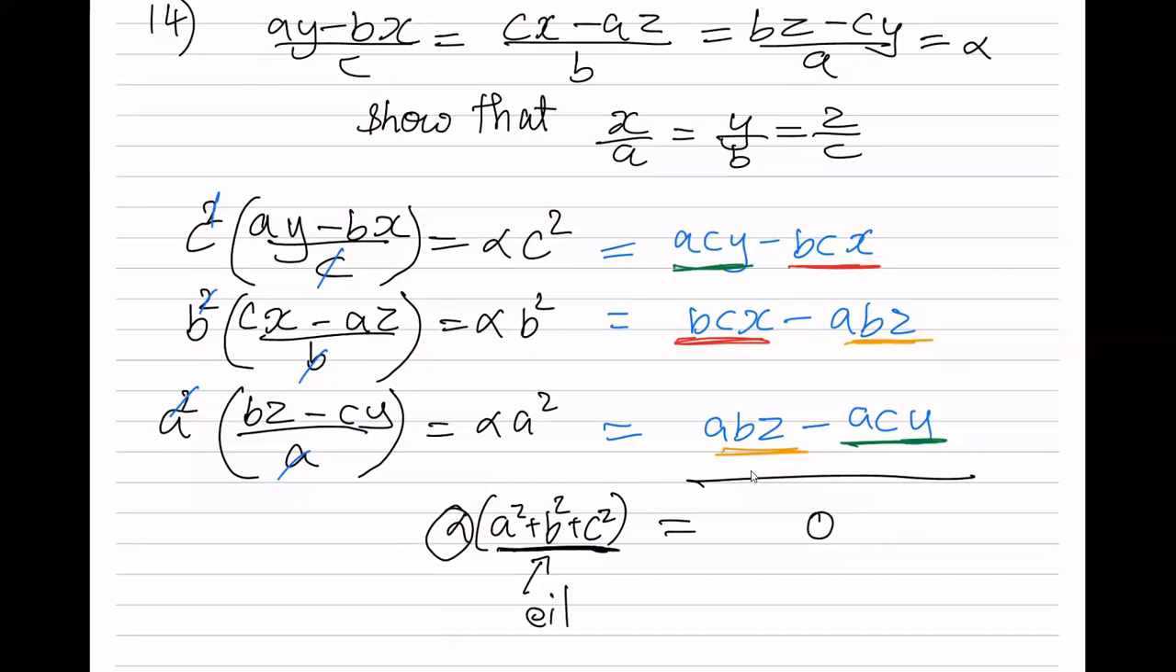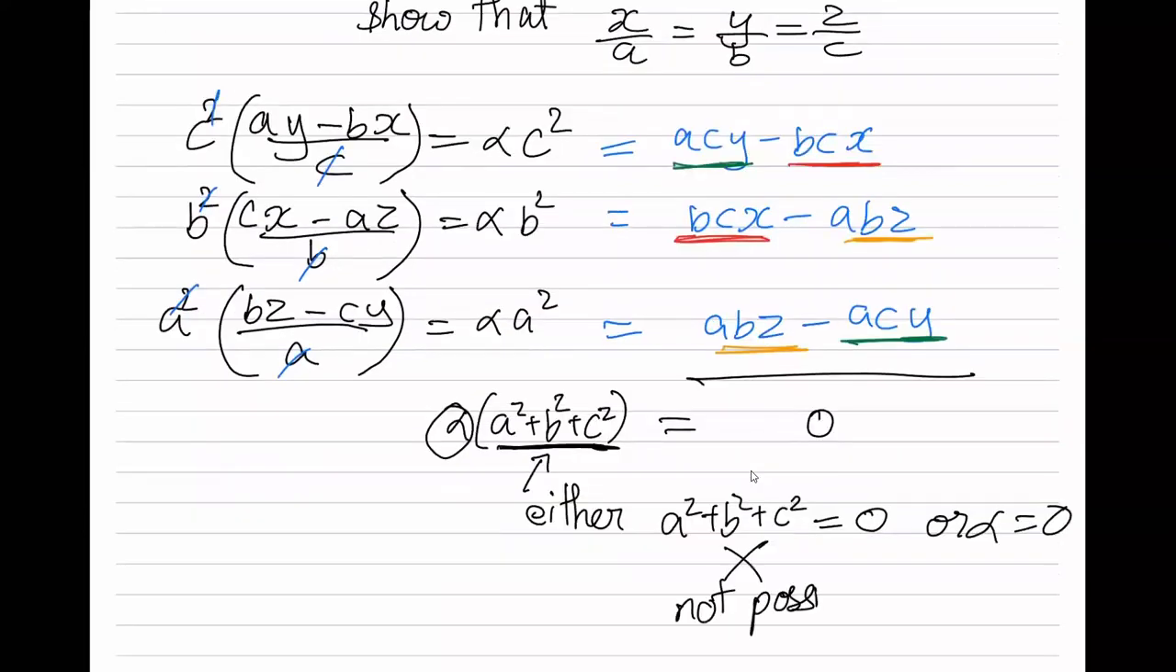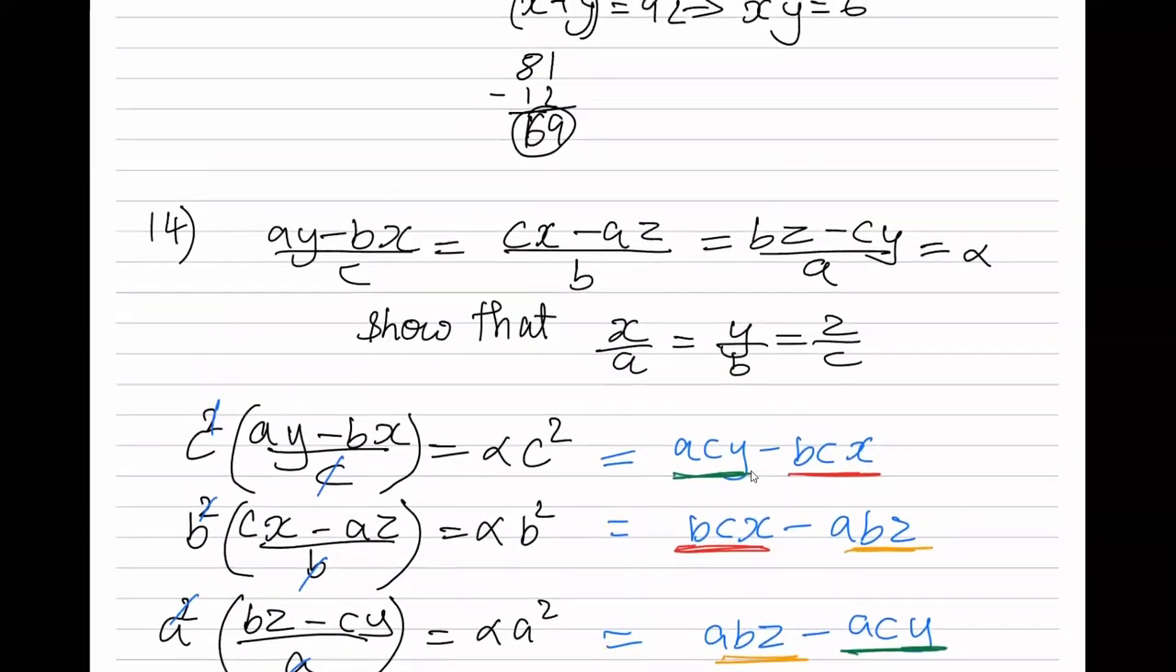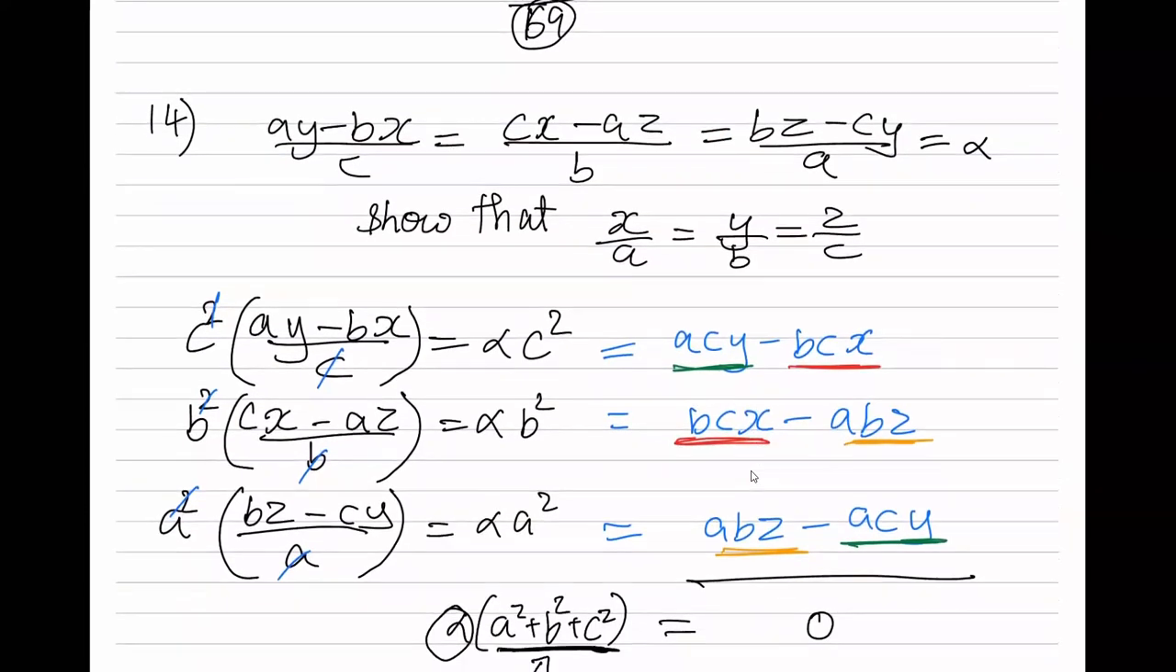So we have either a square plus b square plus c square equal to 0, or alpha equal to 0. But the first is not possible. So what we are left with is alpha equal to 0. If alpha is indeed equal to 0, then ay minus bx, all of these individual terms will be equal to 0. And ay minus bx is the same as this thing. Cx minus az equal to 0 is this thing. And then this last term is pointing to this. You just cross multiply, or instead of cross multiplying, you take them to the denominator and you'll see that this is the case. Okay.